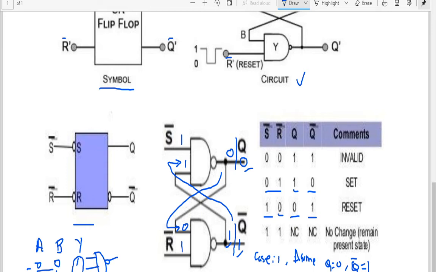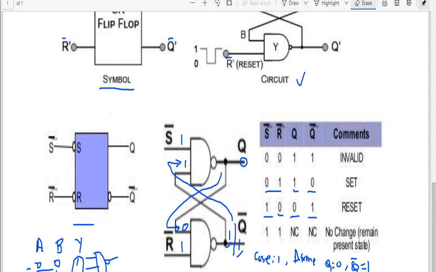So we have q plus, which we represent as the next state, is going to be 0, and q bar plus, that is the q bar plus, is also going to be 1. So we can see that the next state is the same as the previous state. Okay, so this is case 1 that we have discussed.